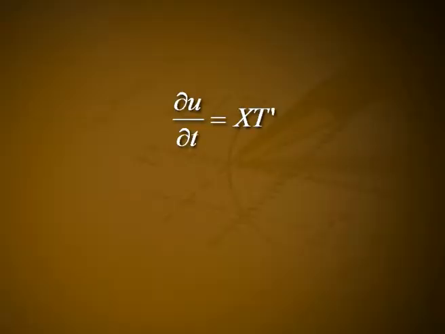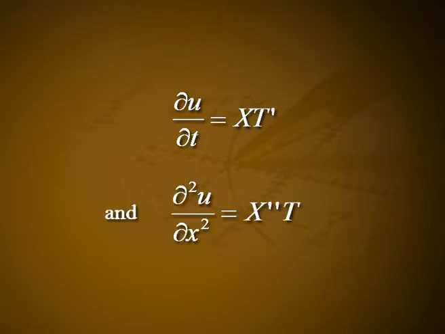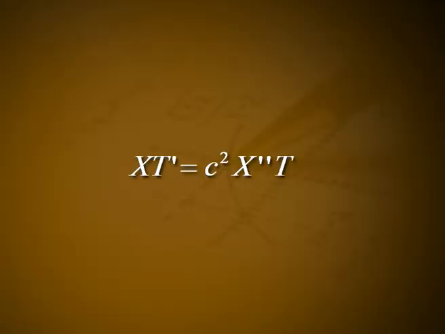Then we have ∂u/∂t = X T′ and ∂²u/∂x² = X″ T, where prime denotes differentiation with respect to the associated independent variable. Substituting in equation 1, we have X T′ = c² X″ T.